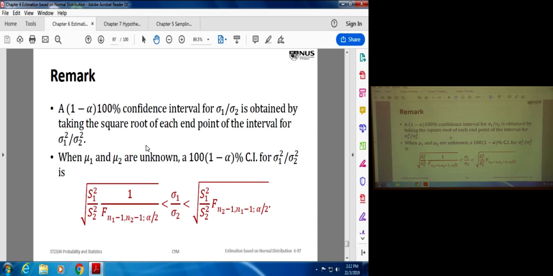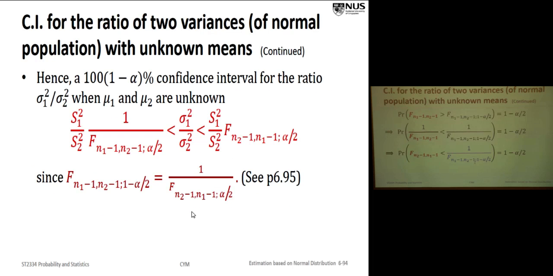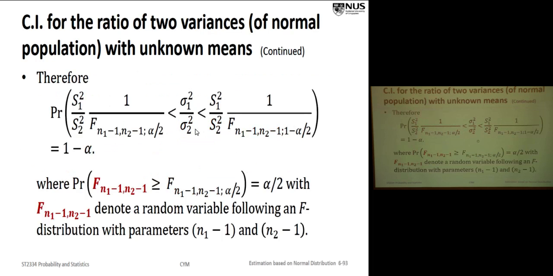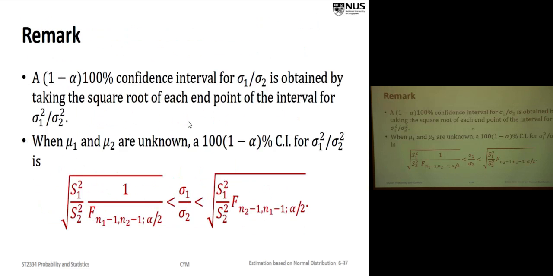A remark, an obvious remark. If you want the confidence interval for the ratio of the standard deviations, you can just square root both sides of this confidence interval. This is what the remark is. It's nothing more than that. This confidence interval is a direct corollary of precisely this statement because you can take square roots of everything. It's a monotonic transformation.